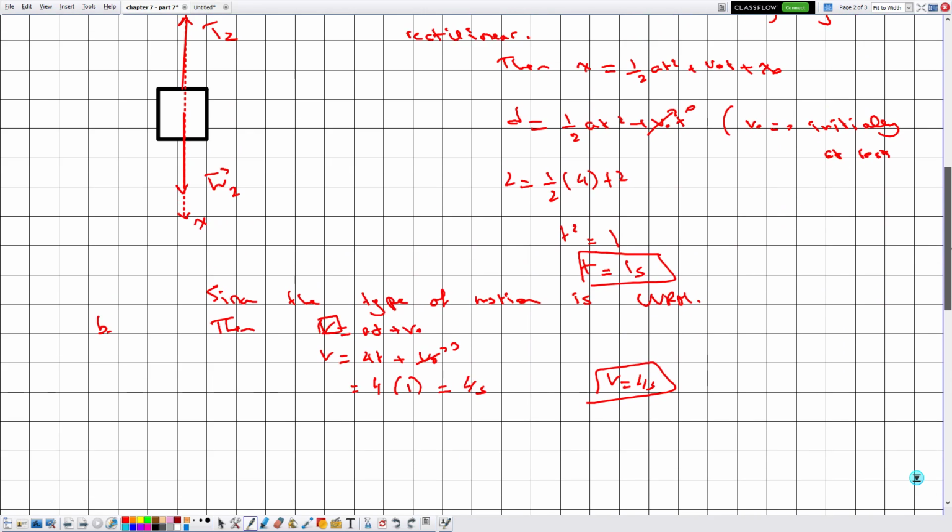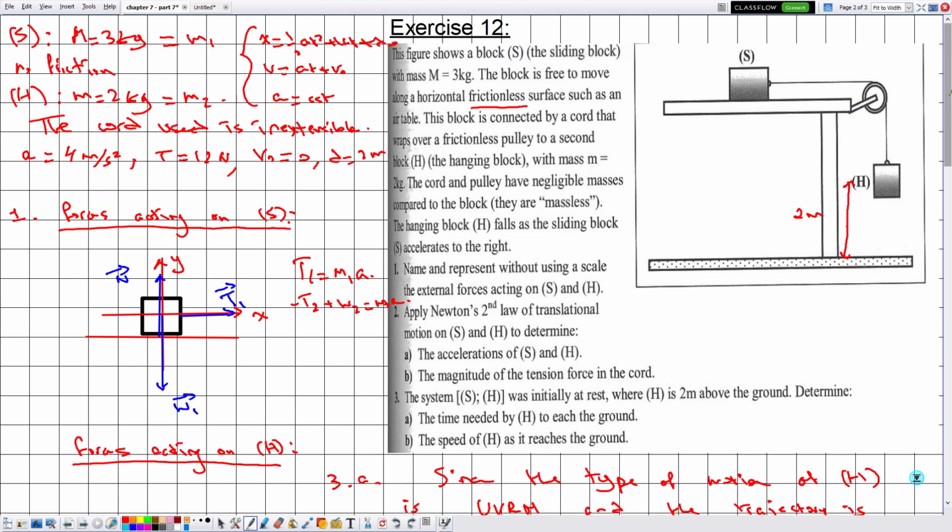Okay, so that's it for me in this video, guys. In the next part we'll solve also problems or exercises related to the pulley and the Atwood machine.